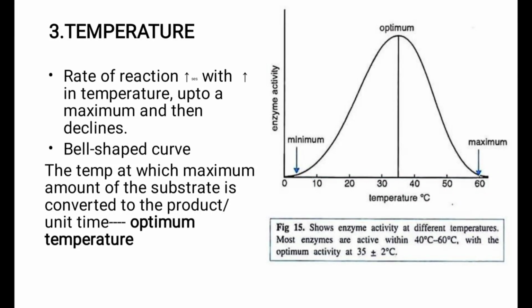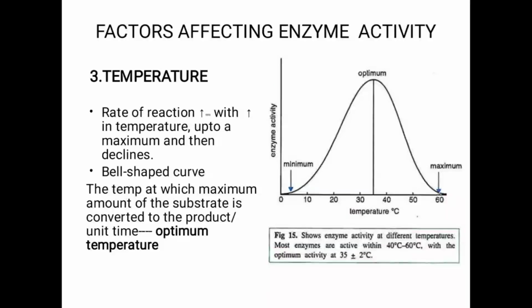Usually the optimum temperature is between 35 and 37 degrees. Most of the enzymes act best at 35, 36 or 37 degrees.